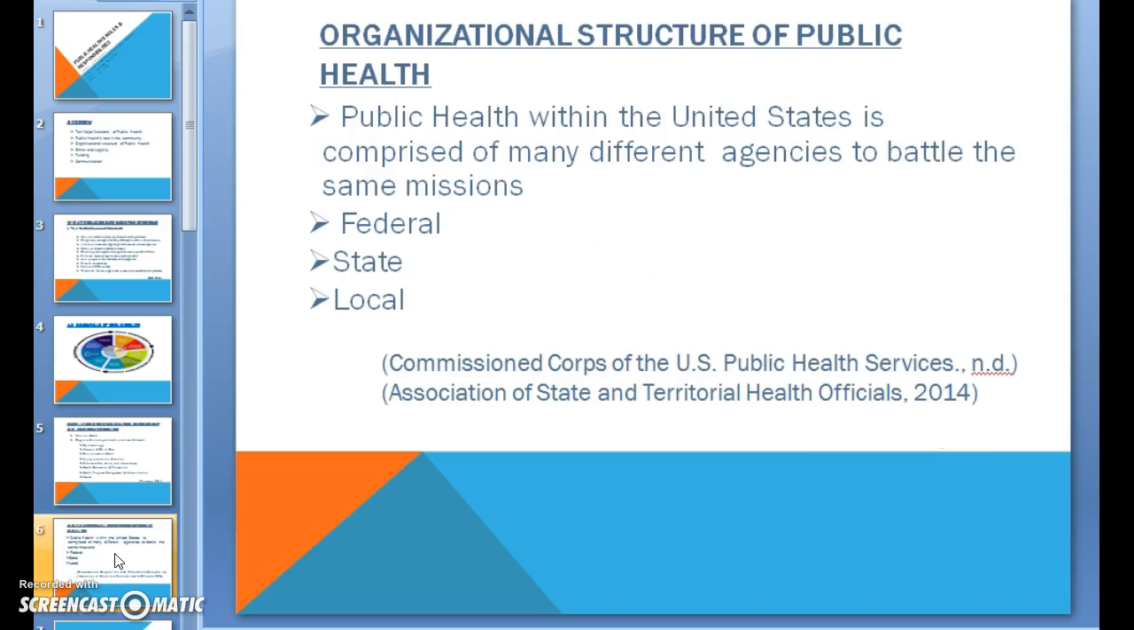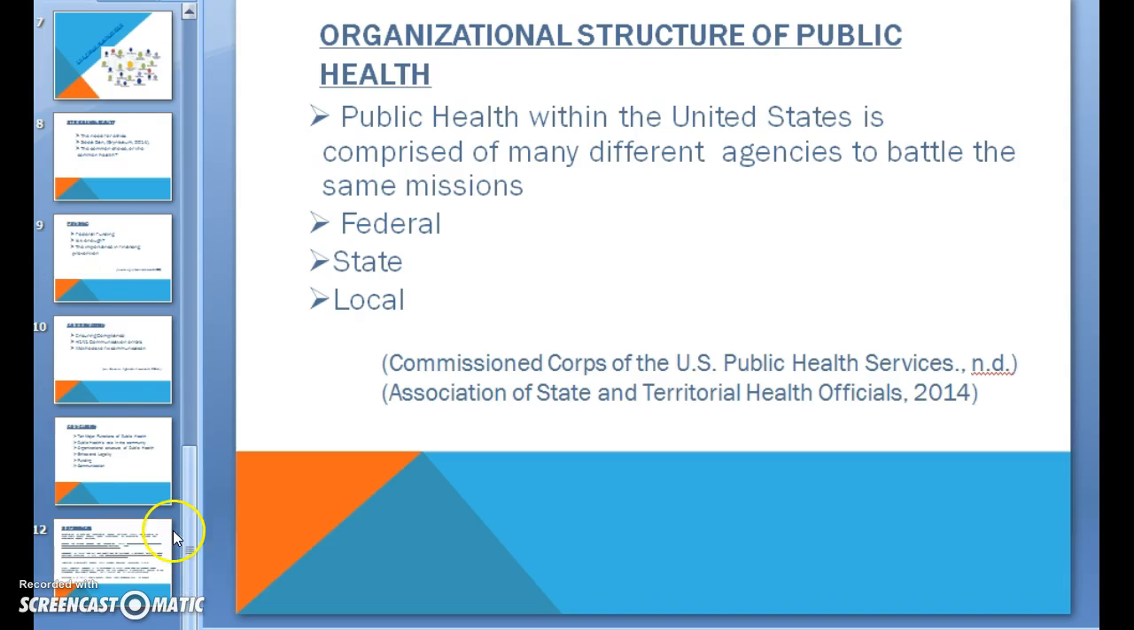There are many different agencies organized within public health, from federal, state, and local agencies. According to the Commissioned Corps of the U.S. Public Health Service, there are many agencies on a federal level. Those agencies include the Agency for Healthcare Research and Quality, which is in charge of research to better the quality of healthcare, reduce costs, improve patient safety, and improve access. The Agency for Toxic Substances and Disease Registry was developed to decrease the presence and exposure to toxic substances.